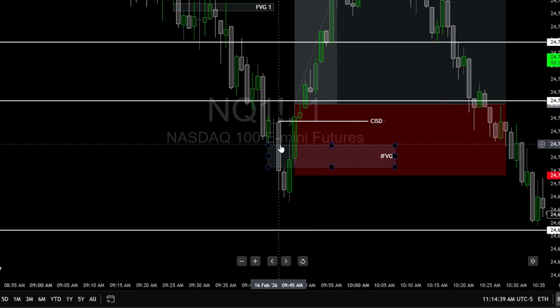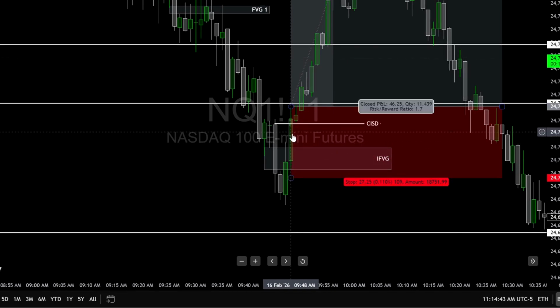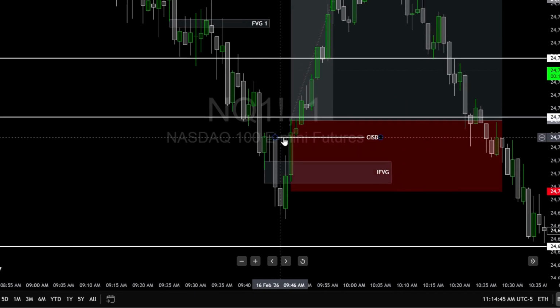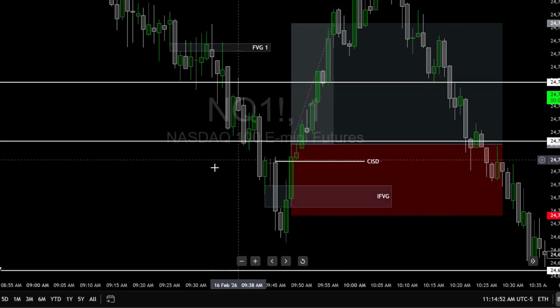It was textbook because we have this 1 minute fair value gap right here. We did in fact get the inversion. We got the candle closure as well as a change of the state of delivery. And then that is in fact where I took my entry for a buy.